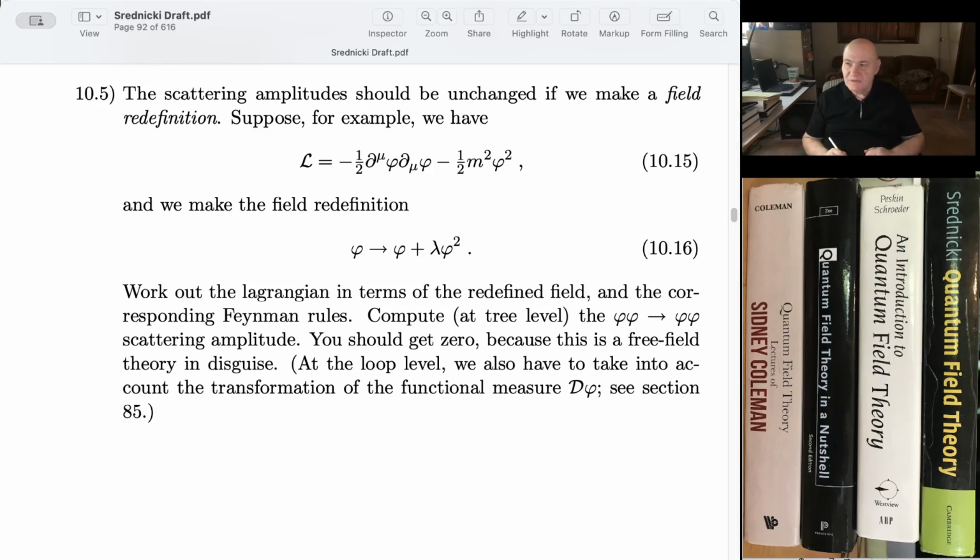Okay, so the problem is that the scattering amplitude should be unchanged if we make a field redefinition. Suppose, for example, we have this Lagrangian and we make the field redefinition phi goes to phi plus lambda phi squared. Work out the Lagrangian in terms of the redefined field and the corresponding Feynman amplitude rules. Compute at tree level the phi goes to phi scattering. You should get 0 because this is a free field theory in disguise. Okay, so let's work this out.